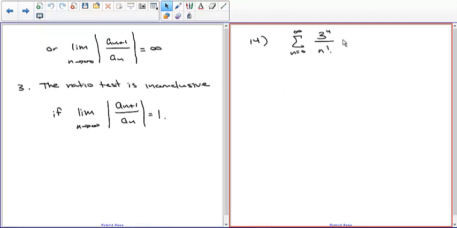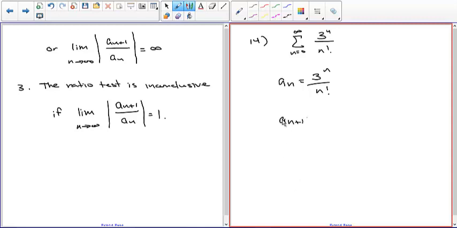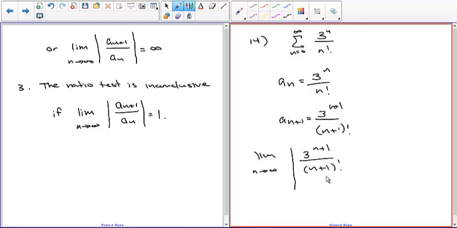So here we go. So we have 3 to the n over n factorial, summation from n equals 0 to infinity. So a sub n is just the term in the infinite series. So a sub n is 3 to the n divided by n factorial. A sub n plus 1, all you do is replace n with n plus 1, like that. So we take the limit as n goes to infinity of the absolute value of 3 to the n plus 1 divided by n plus 1 factorial divided by 3 to the n divided by n factorial.